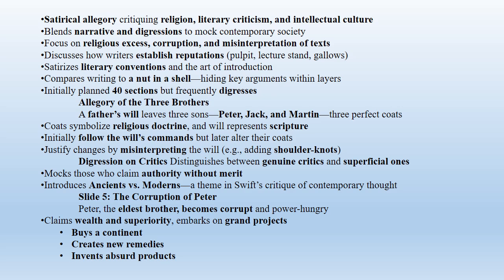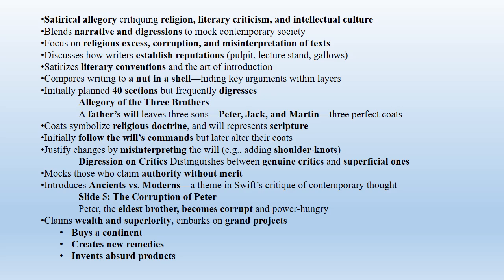Returning to the main narrative in section 4, the eldest brother Peter begins to assert dominance over his siblings, claiming he deserves wealth and power. He embarks on numerous grand projects such as purchasing a continent, creating new remedies, and inventing novel products, all while developing delusions of grandeur. His brothers, witnessing his increasing corruption, attempt to reason with him, but he is too consumed by his self importance.